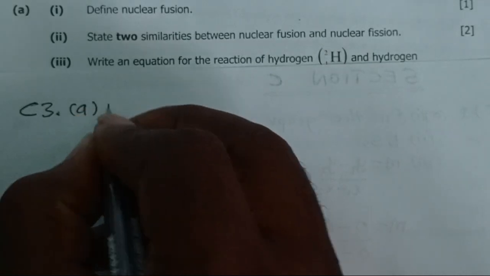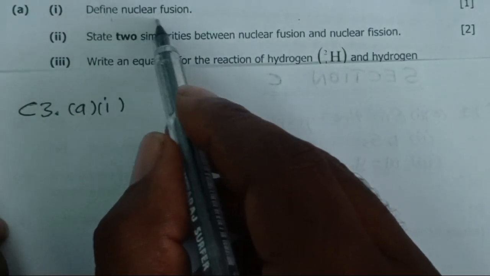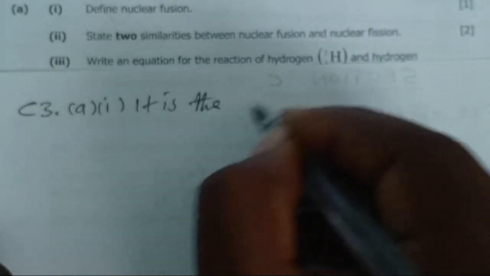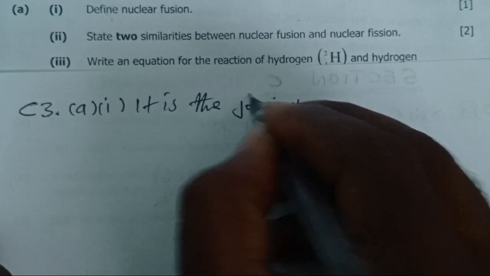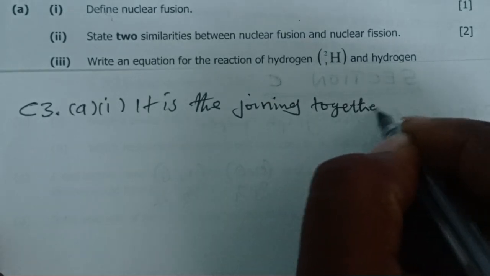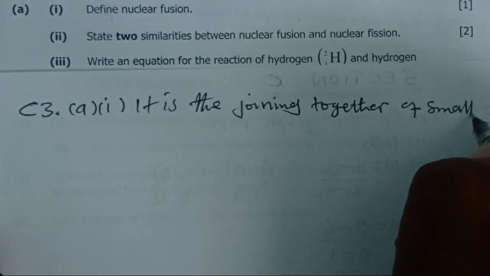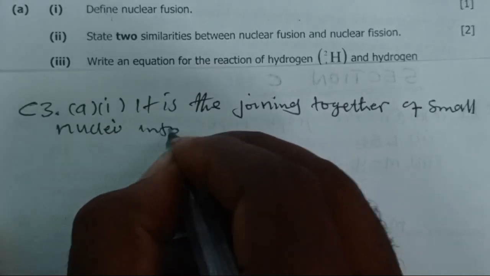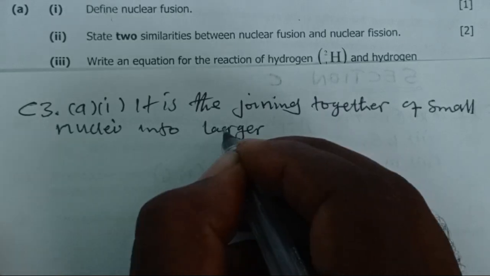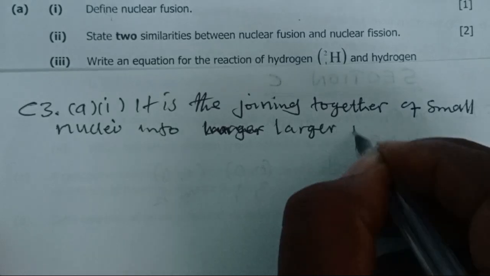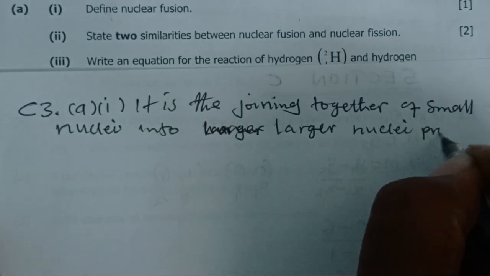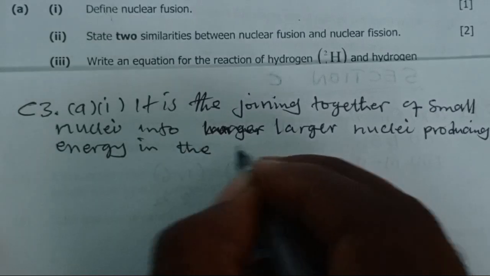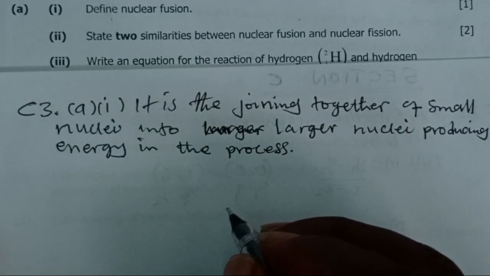C3 part A1. Define nuclear fusion. Nuclear fusion is the joining together of small nuclei into larger nuclei, producing energy in the process.